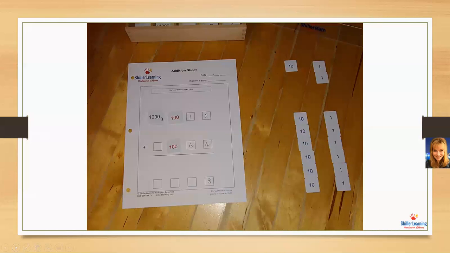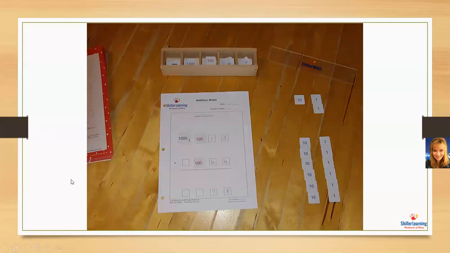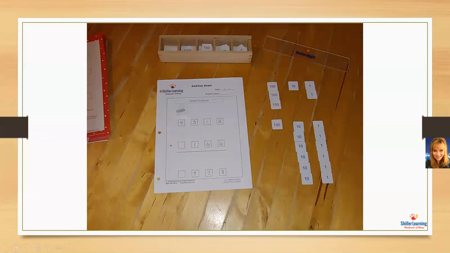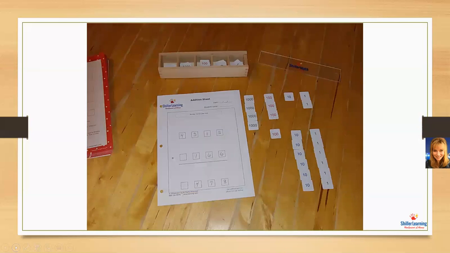are laid out. Then we're going to move to that next column, adding 1 plus 6. And again, you can see what that looks like laid out to the side. 1 plus 6, of course, is 7. Then we're going to work with our hundreds column, 3 plus 1. And we can lay that out to the side. And of course, that's 4.